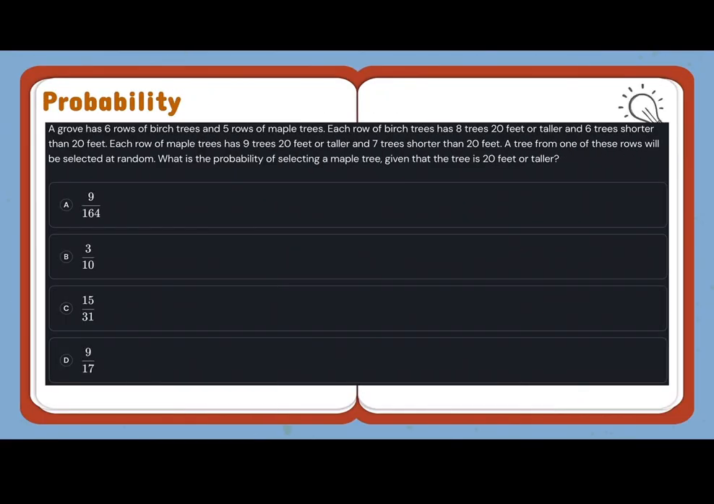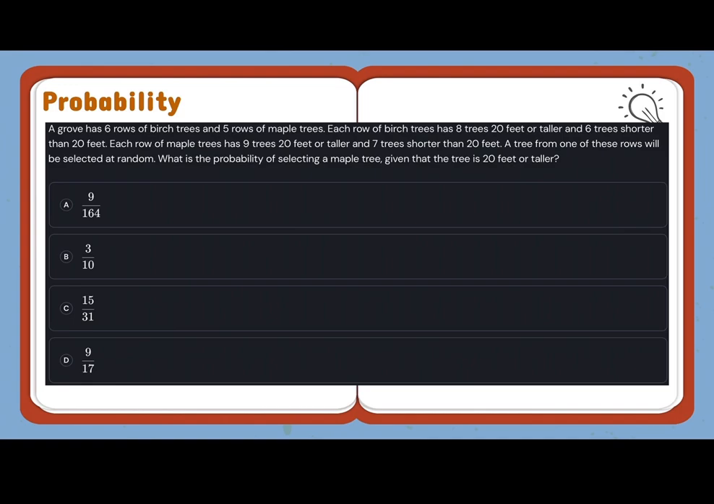Okay, we have this question here. A grove has 6 rows of birch trees, 5 rows of maple trees. Each row of birch trees has 8 trees 20 feet or taller and 6 trees shorter than 20 feet. Each row of maple trees has 9 trees 20 feet or taller and 7 trees shorter than 20 feet. A tree from one of these rows will be selected at random. What's the probability of selecting a maple tree given that the tree is 20 feet or taller?